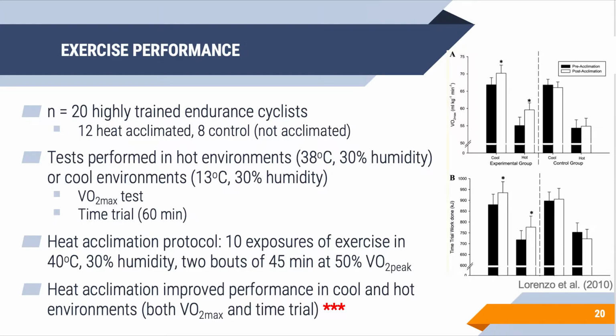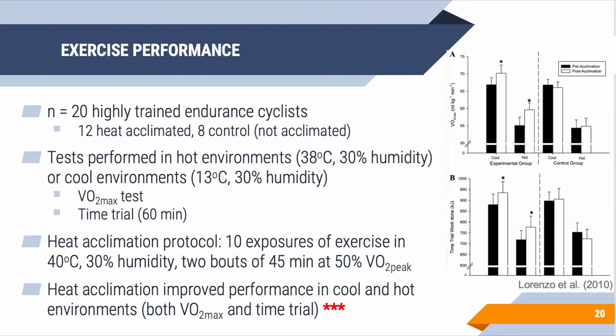Moreover, when we look at panel B, what we see in the experimental group, so the group on the left-hand side, is that the amount of work completed during that time trial was significantly improved following acclimation in the cool environment as well as the hot environment. So what we see here is that heat acclimation improves athletic performance, so aerobic exercise capacity. So we see the improvements in fuel utilization, but we also see improvements in exercise performance.